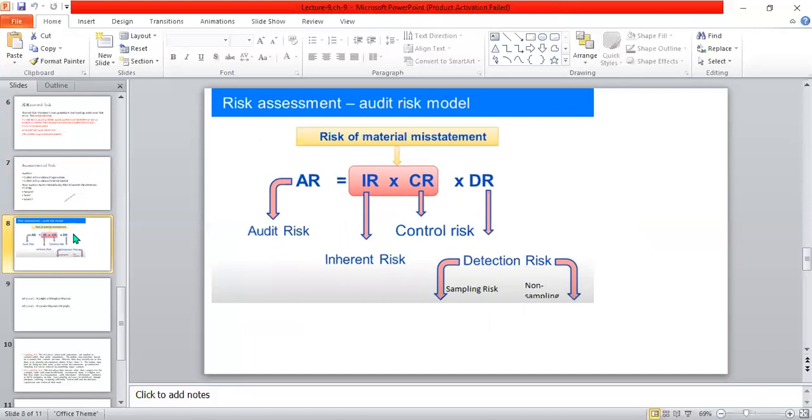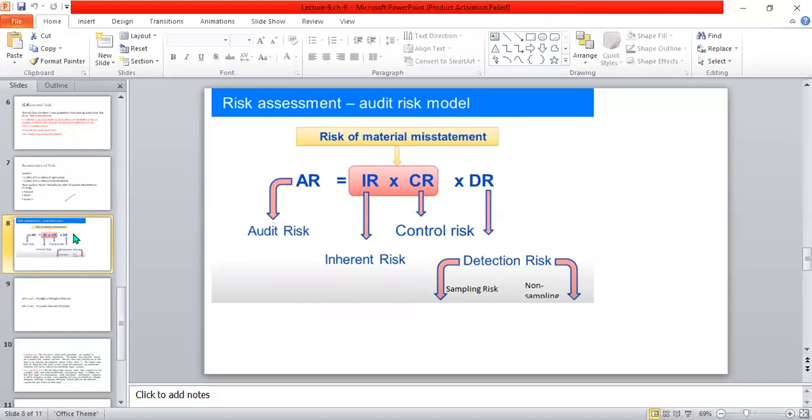Okay, a very simple model of risk of material misstatement. We can see audit risk is equal to inherent risk, control risk, and detection risk. I discussed inherent risk and control risk. Now I have to discuss detection risk.